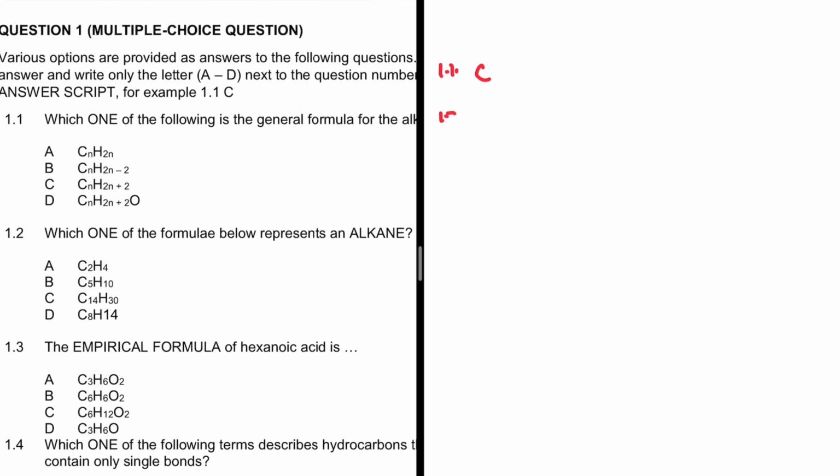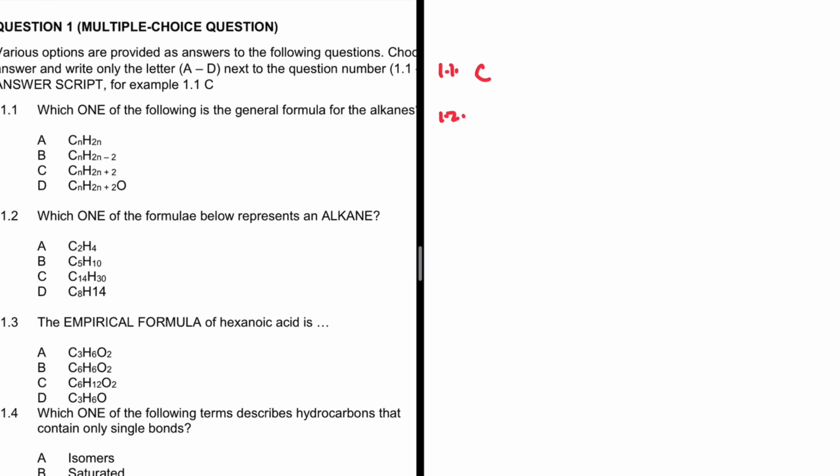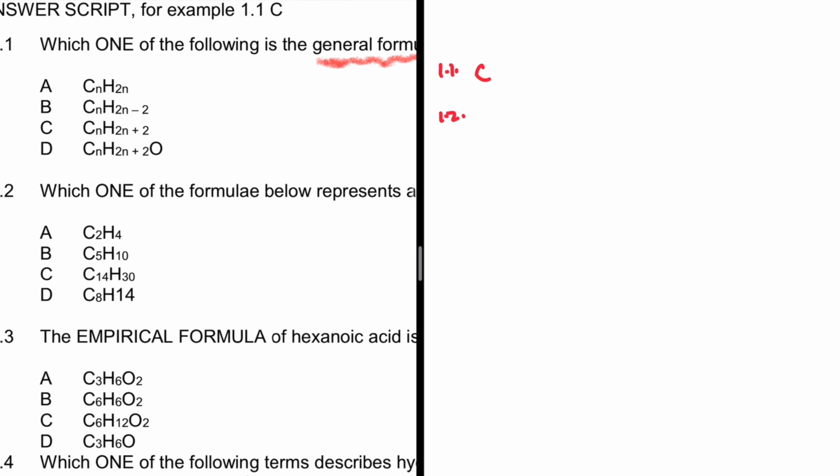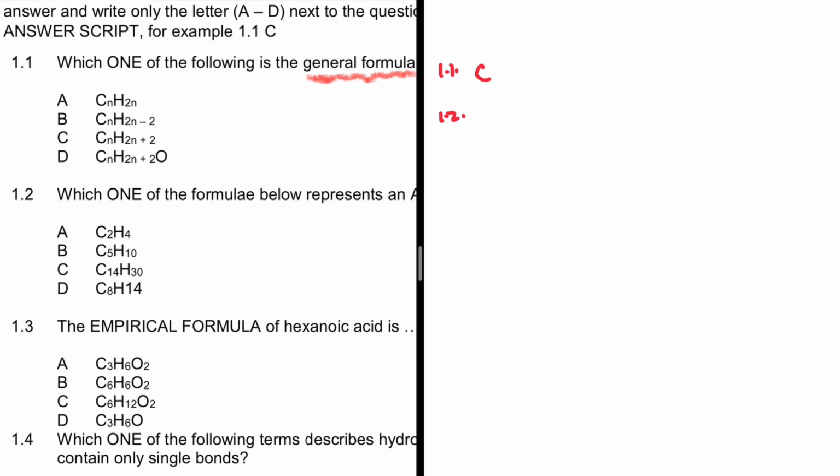And then 1.2, which one of the formulas below represents an alkane? This is different from the first question. The first question was asking for the general formula, and in the second question we are looking for the formula that represents an alkane. So A cannot be the correct answer because it is C2H4. The general formula there is CnH2n, which will be an alkene. Same is true with option B, that is an alkene.